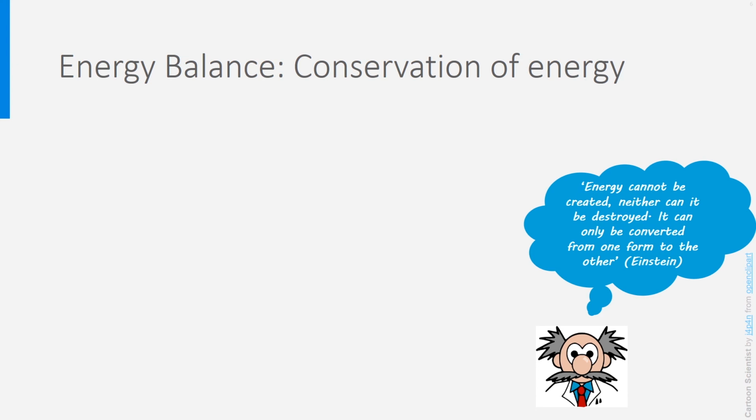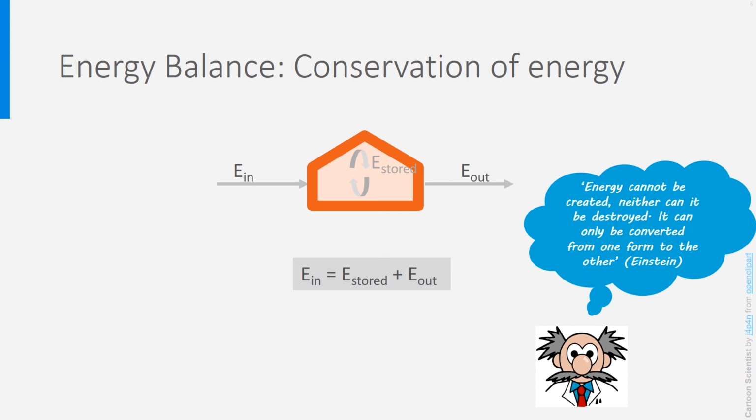So, for a system like the air in a building, in which we assume there are no heat-producing chemical reactions taking place, the first law states that all energy coming into the system, our building air, is equal to all energy coming out of the system, plus the energy stored inside the system. Energy in equals energy stored plus energy out.